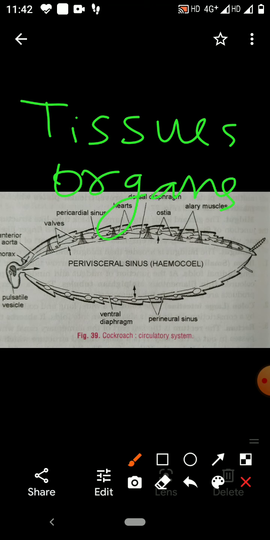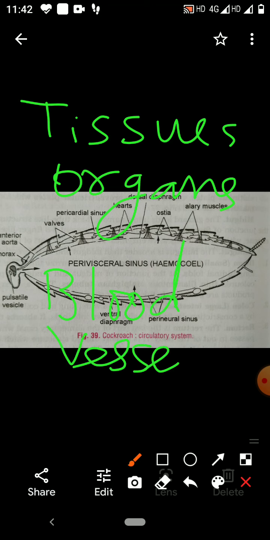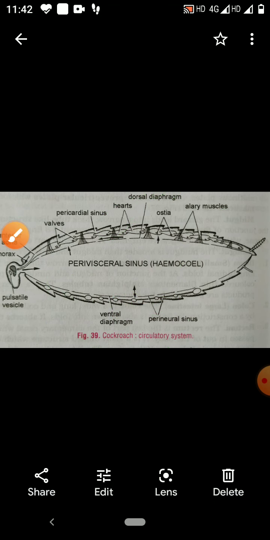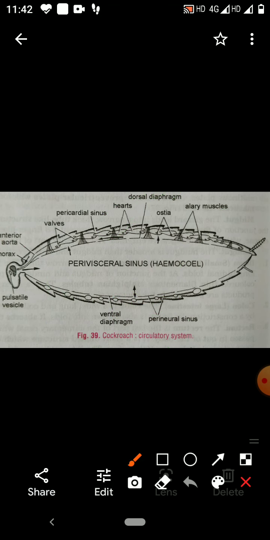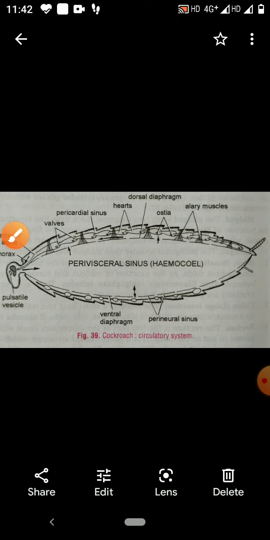In the closed circulatory system, blood is flowing through the blood vessels. Blood is not coming direct in the contact of tissue of the body, because from the heart blood is coming into the artery, artery to arteriole, arteriole to capillaries, capillaries to venule, venule to vein, and vein again brings the blood into the heart.